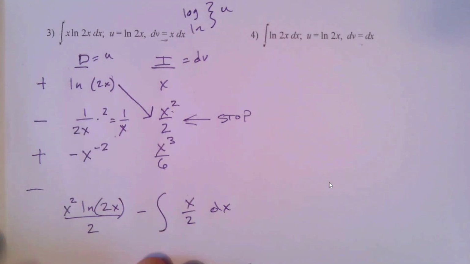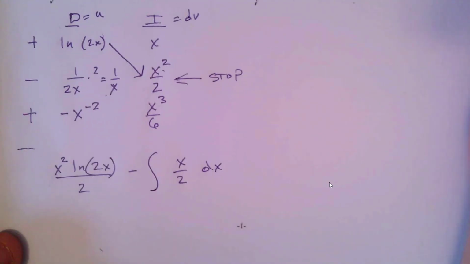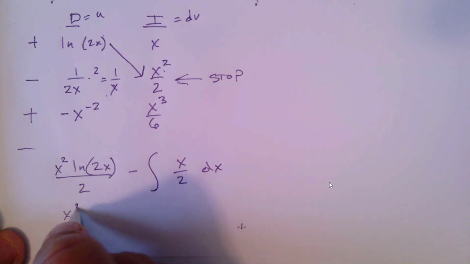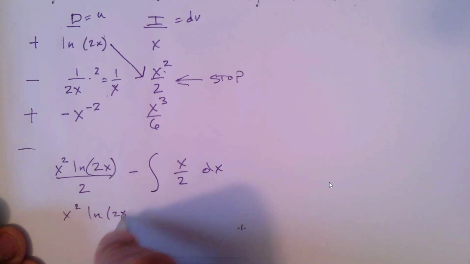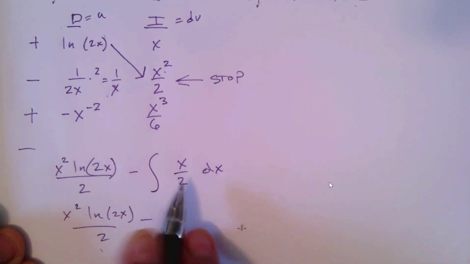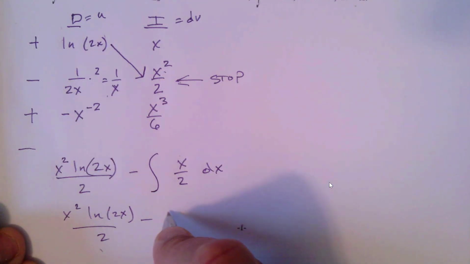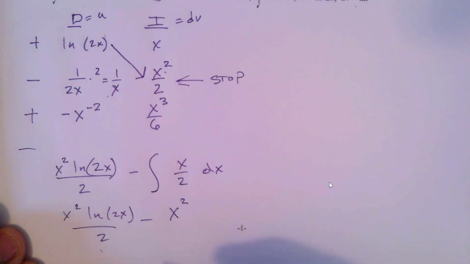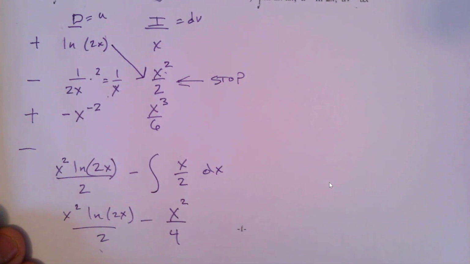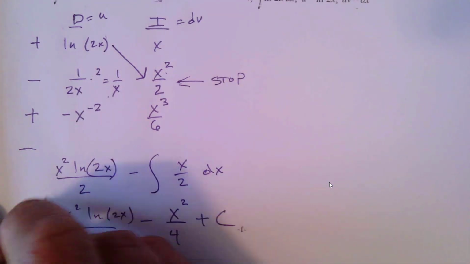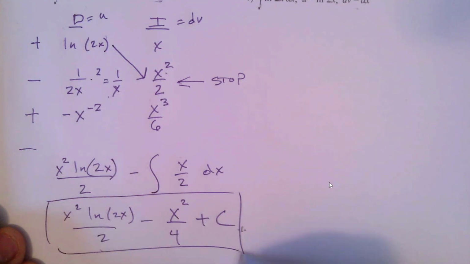And continue to solve this. So now we can take this antiderivative, and this is x squared, natural log of 2x over 2, and this is going to get bumped up a power, so it's going to become x squared divided by 2. It's already divided by 2, so that 2 times 2 gives us 4, and don't forget the plus c, and we've got our answer.